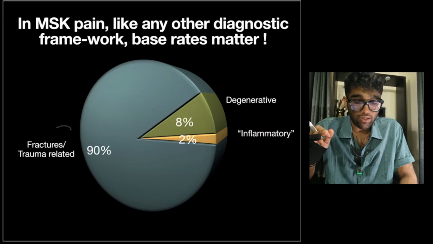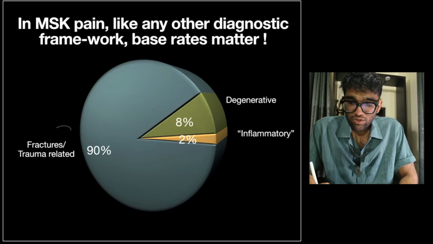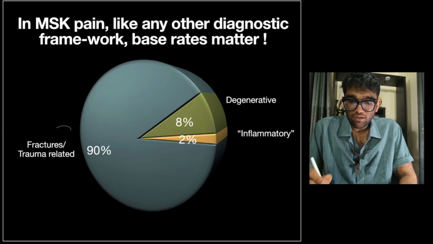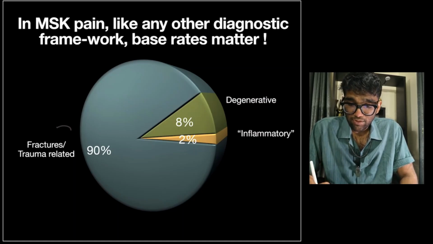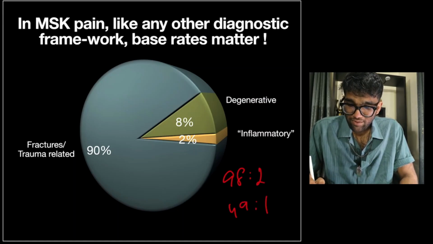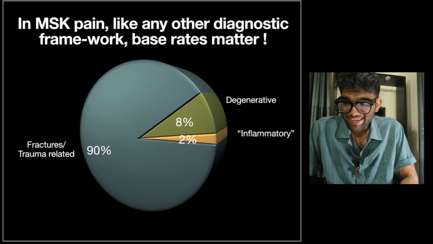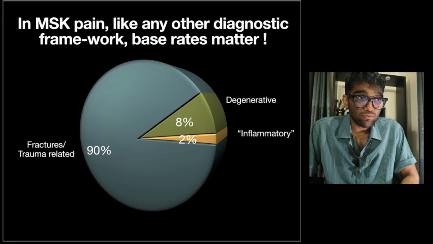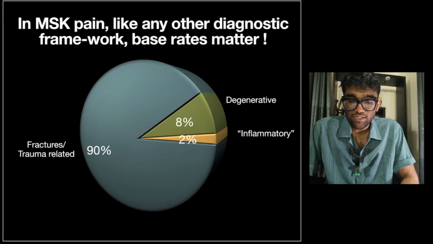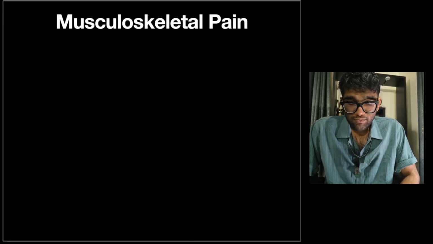We're climbing a mountain. So the starting odds of inflammatory versus degenerative or post-traumatic MSK pain are 98:1, or 98:2, or 49:1. So our clinical presentation has to offset that. Okay, so that is why it is important to take into account the base rates of these disorders. So let's see how I go about doing that.